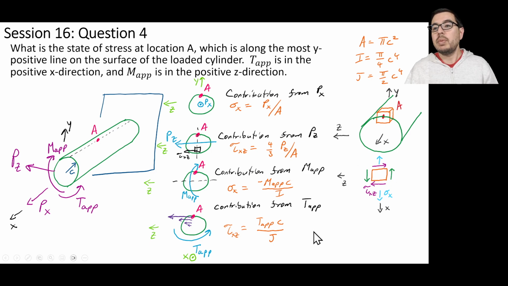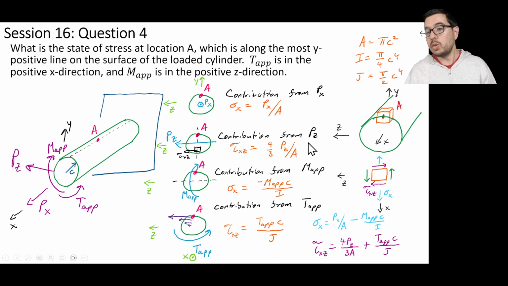So let's recap. Sigma x is going to be equal to this tensile stress minus the compressive stress that we have here. And tau xz is going to be equal to the contribution from P_z, which we said was 4/3 P_z over A, and also the contribution from T_ap c over J from the T_ap that we see here. So these are the descriptions for the stress, given as sigma x and tau xz.